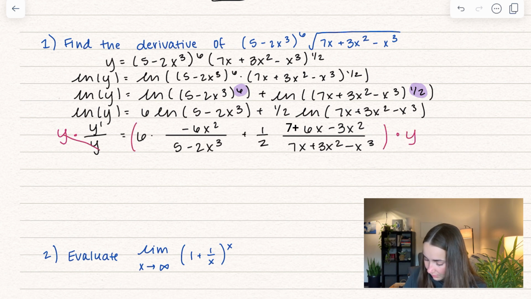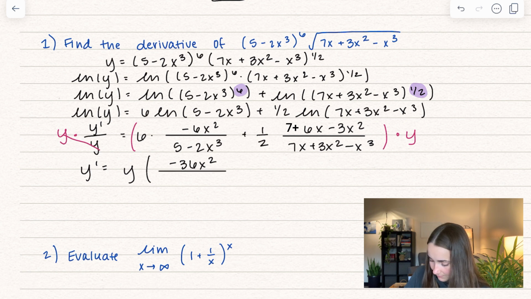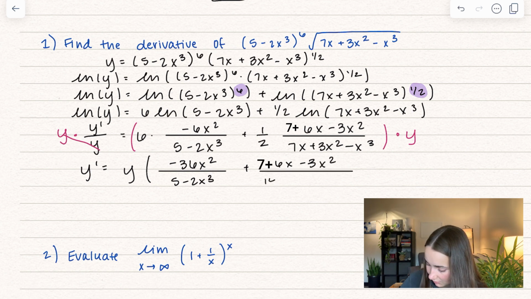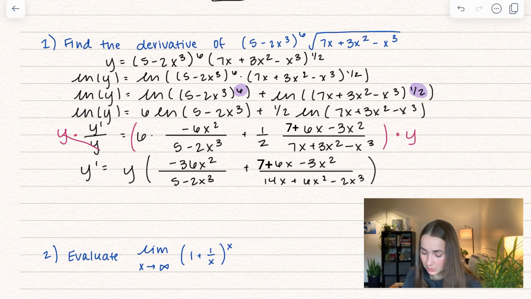So those cancel out, and here we get y prime is equal to y times, and I'm going to simplify this a bit. So 6 times negative 6x squared is negative 36x squared divided by, the numerator doesn't change at all, so we get 6x minus 3x squared. But then the denominator, I can multiply that 2 into everything, so I get 14x plus 6x squared minus 2x cubed. And all of that is multiplied by y.